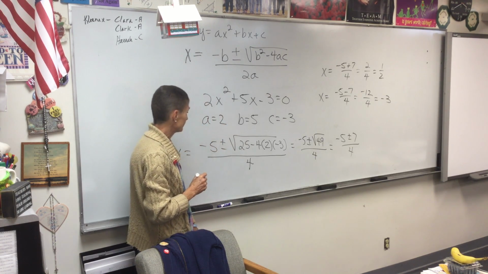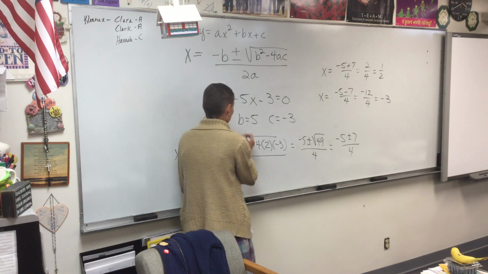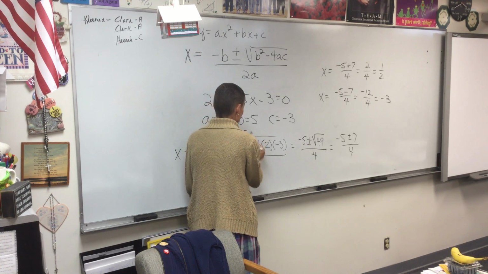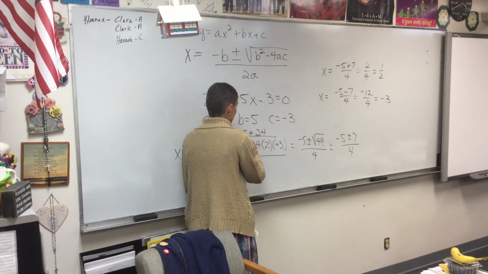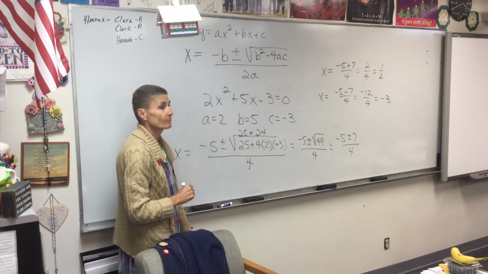Jonathan? I don't see where the 49 came from. This is 25 plus, you have two negatives times each other, it makes a plus, that's 24. What's 25 plus 24? 49. There you go.